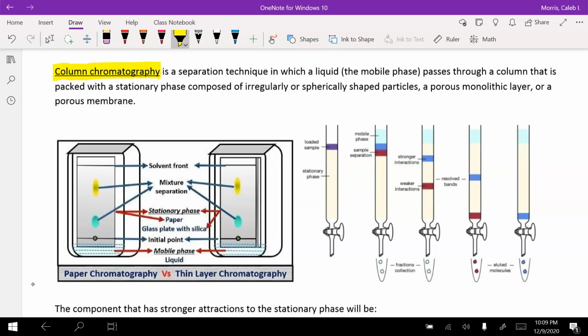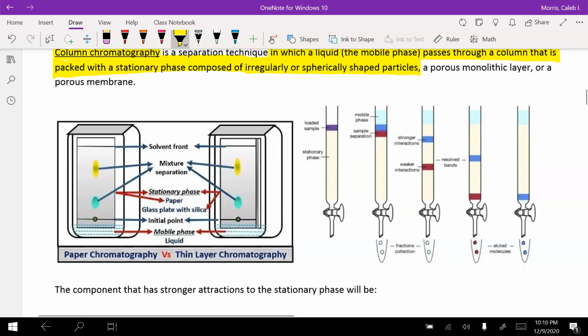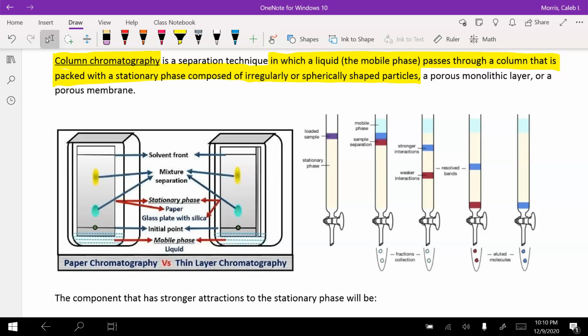Then we have column chromatography. Column chromatography is a separation technique in which the liquid, the mobile phase, passes through a column that is packed with stationary phase composed of irregularly or spherically shaped particles, or a porous monolithic layer, or a porous membrane. So it can be any of those things. A lot of times it's something like a burette that has glass beads in it, or something along those lines. So we've got paper chromatography on the left. We have thin layer chromatography being discussed over on the right side a little bit. And then to the far right, this is an example of column chromatography.